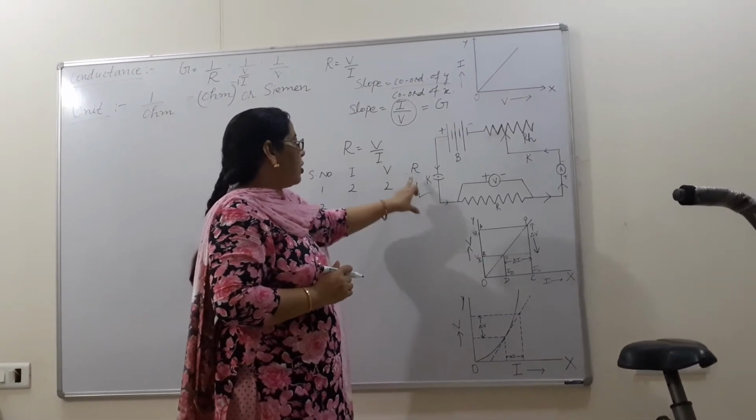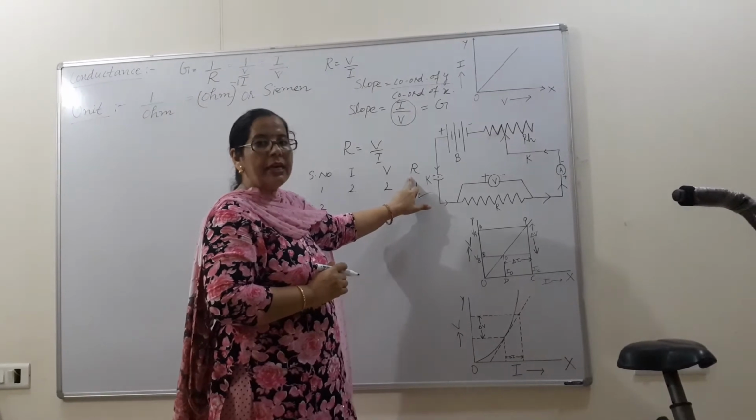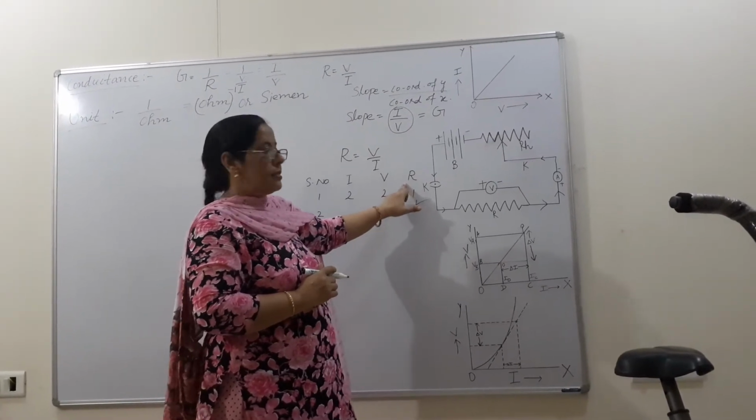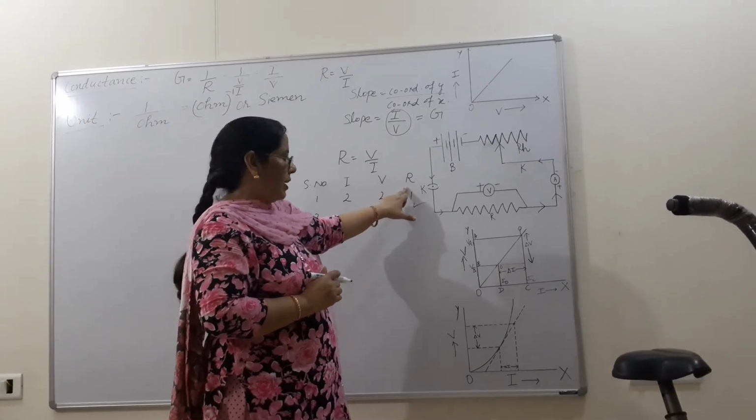And this proves Ohm's law. For Ohm's law, this R must be constant. For ohmic conductors, for ohmic resistors, this R must be constant.